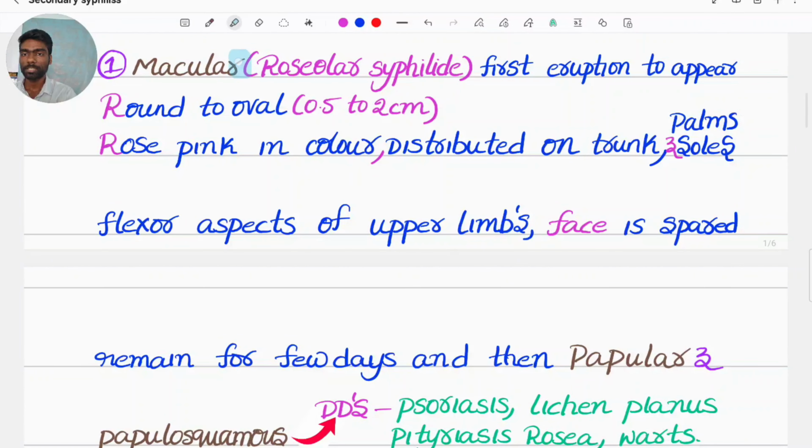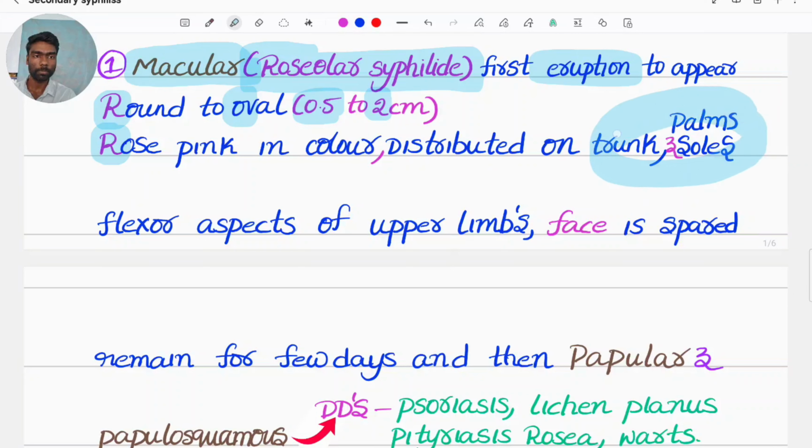Coming to the first type of rash, macular rash or roseolar syphilide, also known as roseola syphilitica. It is the first eruption to appear. Eruption means sudden development of rash. It is round to oval in shape, of size 0.5 to 2 centimeters, rose pink in color, distributed on trunk, palms, soles. Already told you it has a predilection for palms and soles, and upper trunk, flexor aspects of upper limbs. Macular rash spares the face.